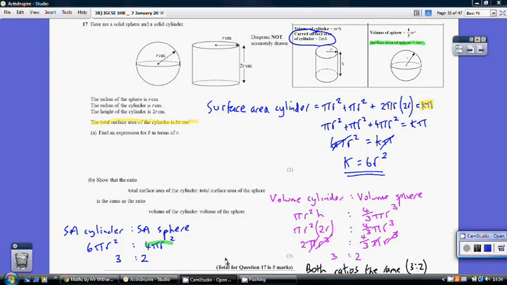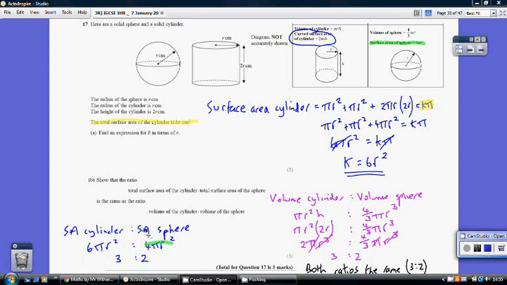Now for part B, we're being asked to show that the ratio of the total surface areas is the same as the ratio of the volumes. So we're just going to have to work out both of these ratios and see that they're the same. So let's start off with the ratio of the total surface areas. Well, the total surface area of the cylinder was k times pi, and we worked out that k was 6r squared. So that's 6r squared times pi, or 6 pi r squared.